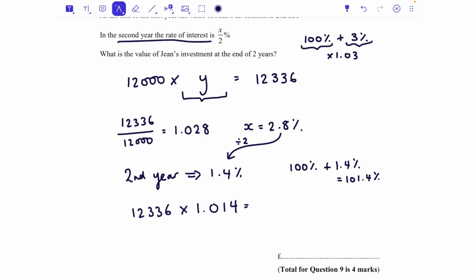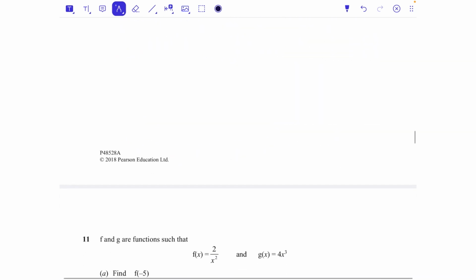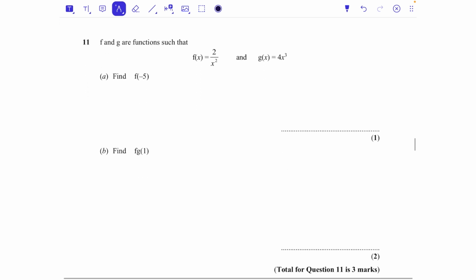12,336 multiplied by 1.014 is 12,508.704. Because it's money, we're going to round to 2 decimal places, so 12,508.70. Okay, question number 11, and we've got functions.